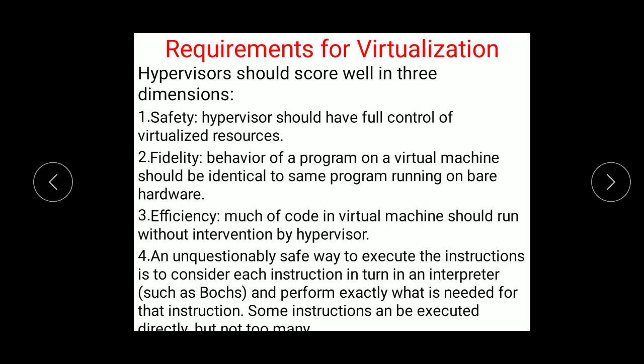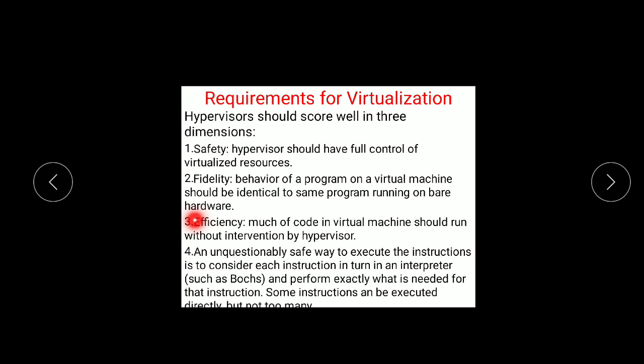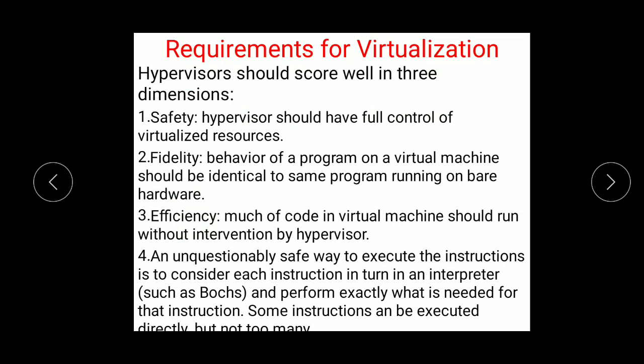An unquestionably safe way to execute instructions is to consider each instruction in turn in an interpreter and perform exactly what is needed for that instruction. Some instructions can be executed directly, but not too many. So rather than going one execution after the other, it can easily be made possible.